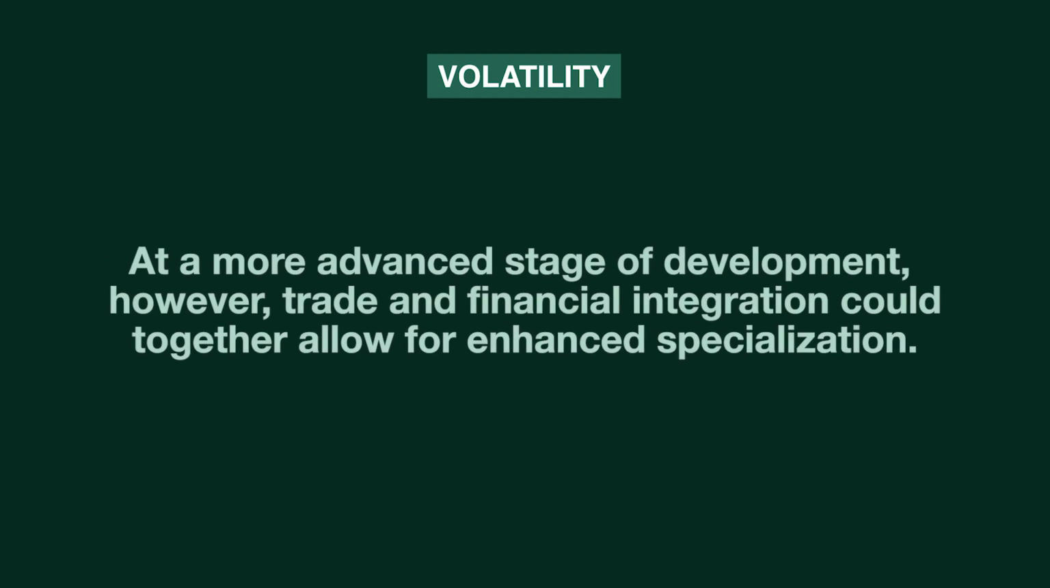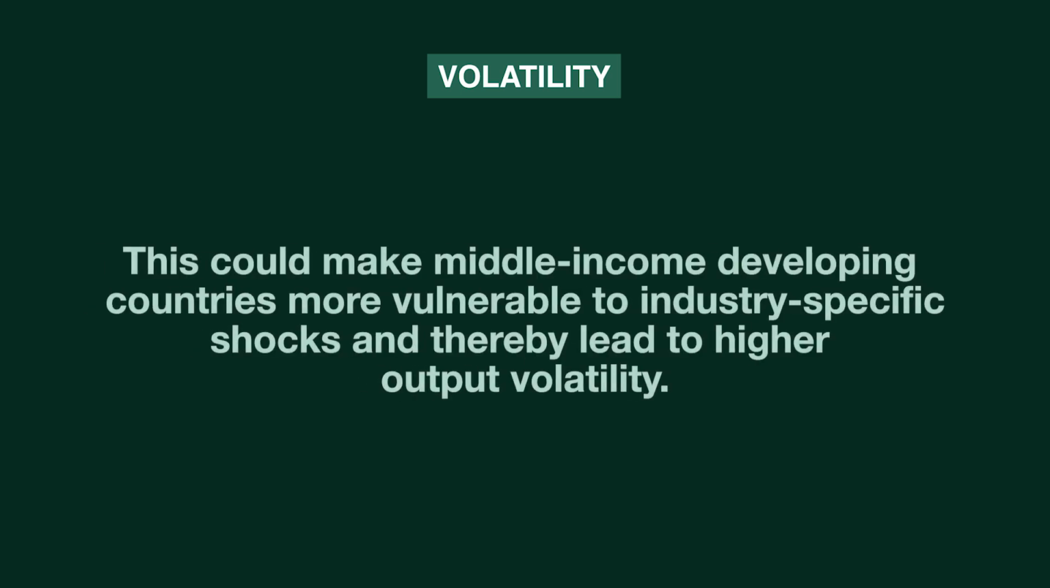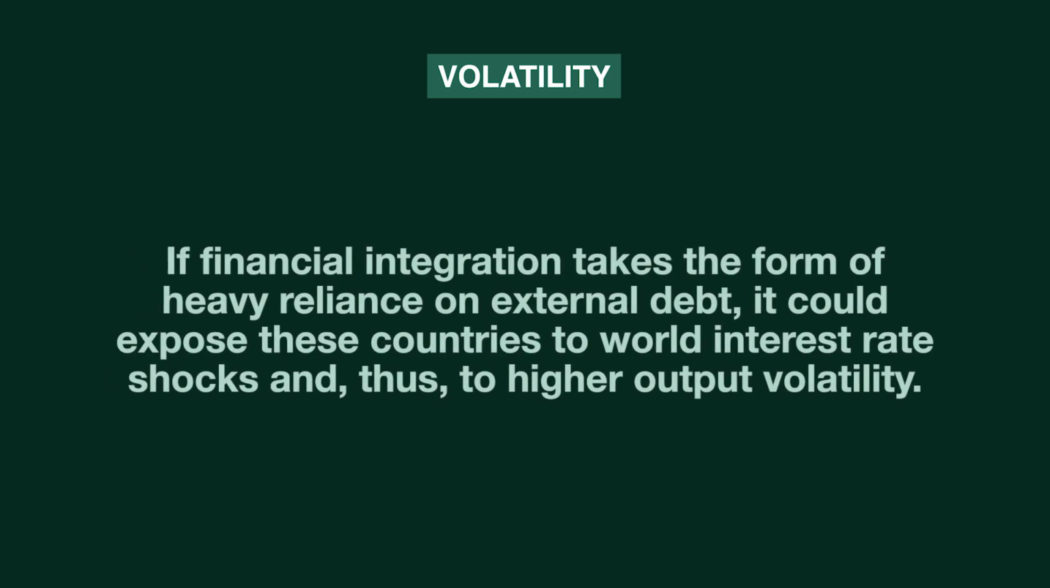At a more advanced stage of development, however, trade and financial integration could together allow for enhanced specialization. This could make the middle-income developing countries more vulnerable to industry-specific shocks and thereby lead to higher output volatility. If financial integration takes the form of heavy reliance on external debt, it could expose these countries to world interest rate shocks and thus to higher output volatility.